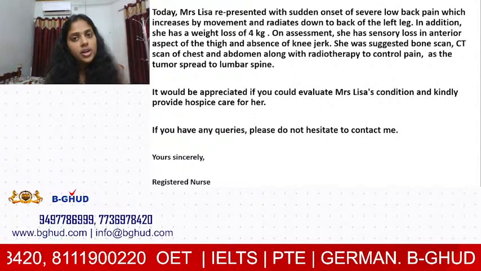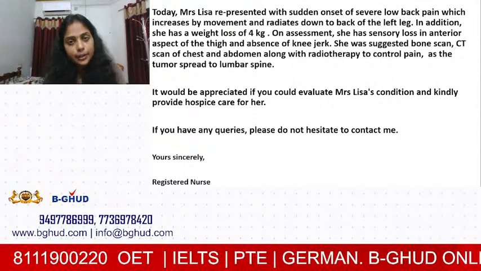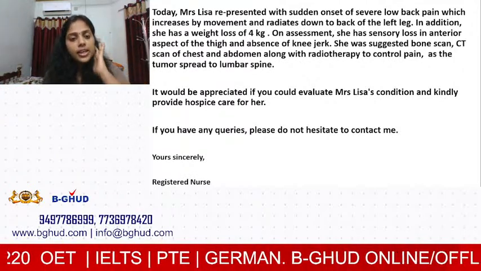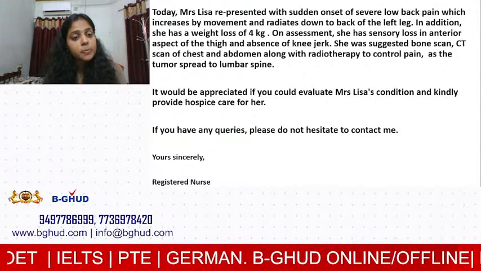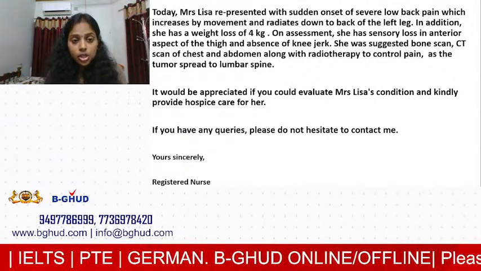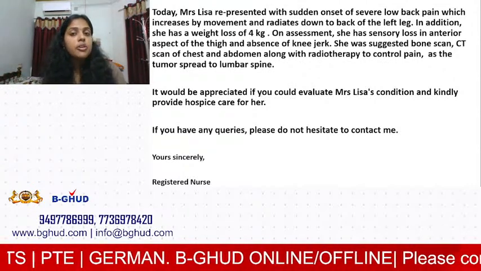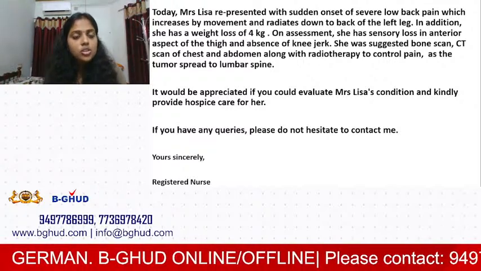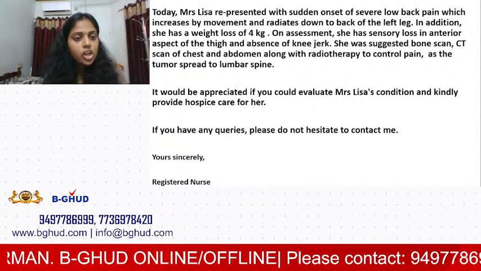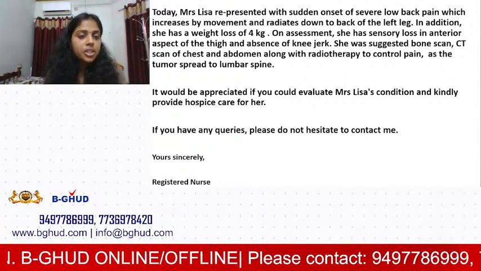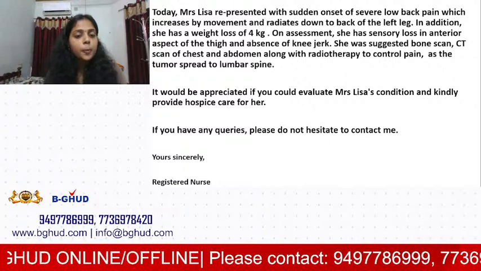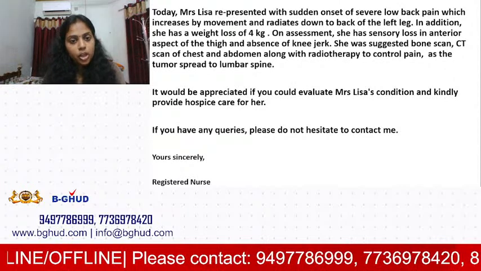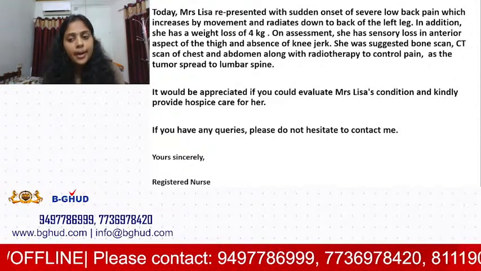On assessment, people, on assessment, on observation, on evaluation, we always use the preposition "on". Okay, so on assessment, comma, she has a sensory loss in the anterior aspect of the thigh, absence of knee jerk. Full stop. She was suggested bone scan because this suggestion was provided by us. We have already discussed this. Okay, so she was suggested bone scan, comma, CT scan of chest and abdomen along with radiotherapy to control pain because tumor has spread to the lumbar spine.